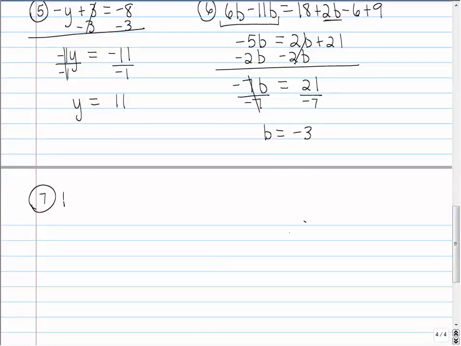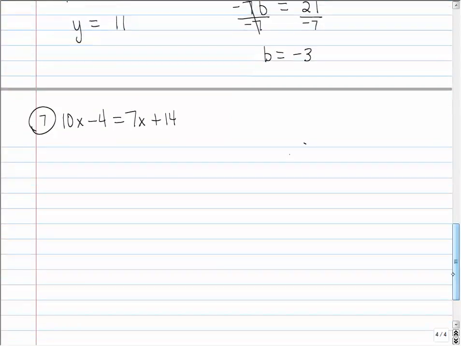Alright, number 7, if we have 10x minus 4 equals 7x plus 14. Now, the first thing you want to do is get all your x's on one side. So subtract 7x on each side. So that leaves you with 3x minus 4 equals 14.